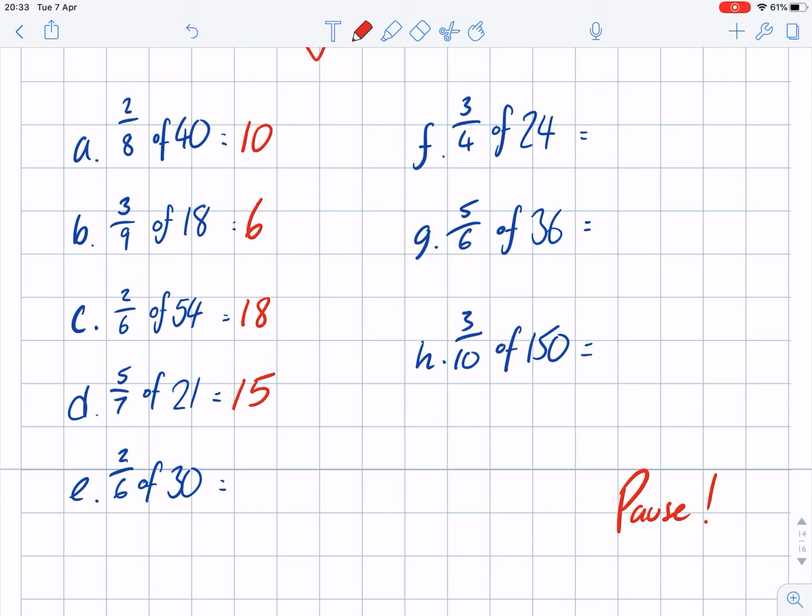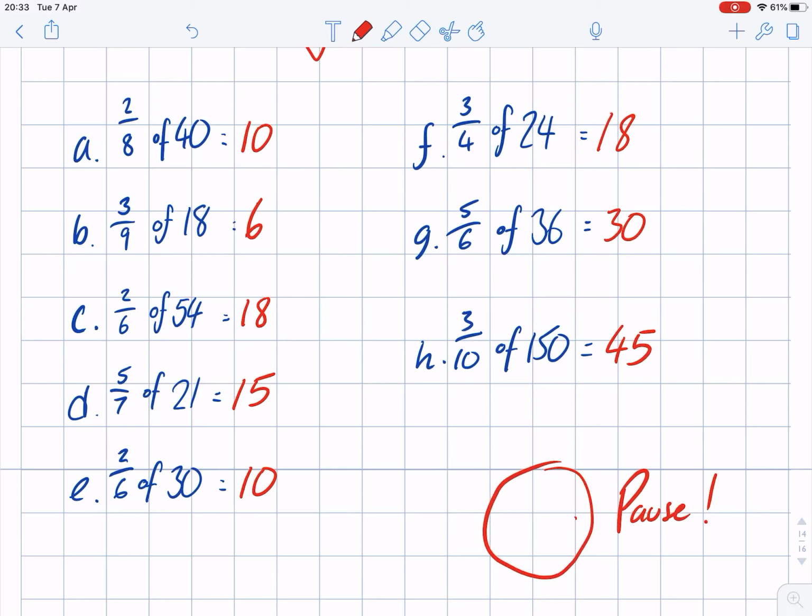2/6 of 30, 10. 3/4 of 24, 18. 5/6 of 36, 30. And the last one, 3/10 of 150. Well, how many 10s are there in 150? There's 15. 15 times 3 is 45.